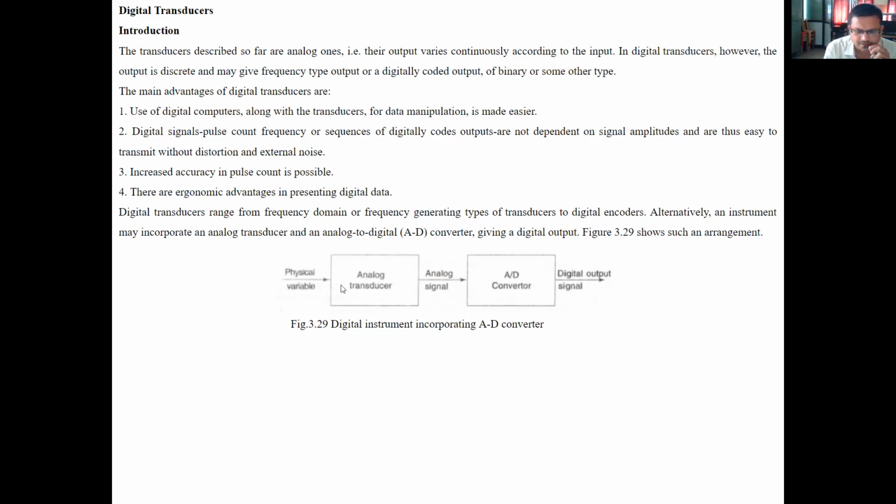Therefore, the physical variable is given to the analog transducer. The analog transducer produces an analog signal. It is fed to the analog to digital converter, and from this analog to digital converter, we are getting digital output.